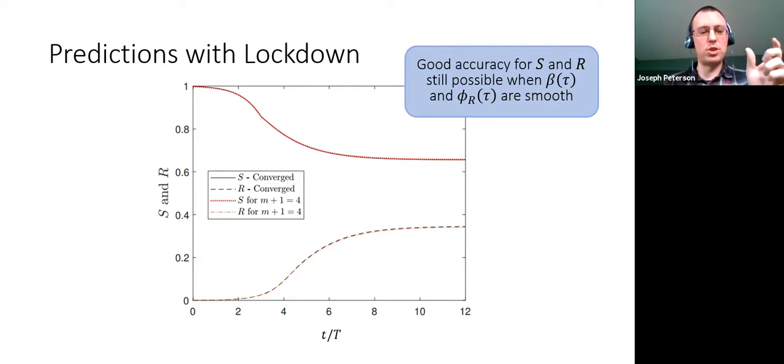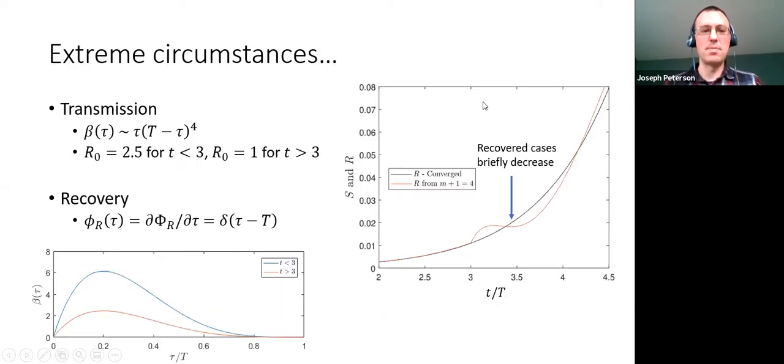And if you have just one of those coefficient sets decaying exponentially, then the whole thing is going to decay exponentially, right? So you can still get spectral accuracy even if you have an abrupt lockdown put into the model, provided you still have smoothness in these other functions. Okay, but there are extreme circumstances.